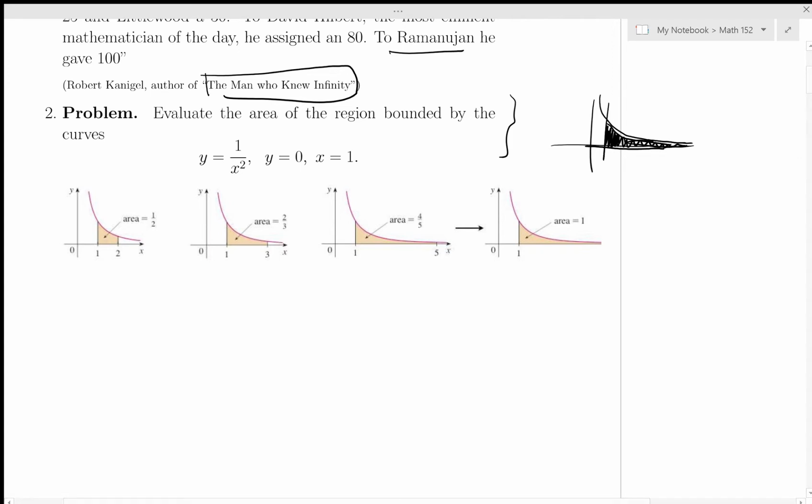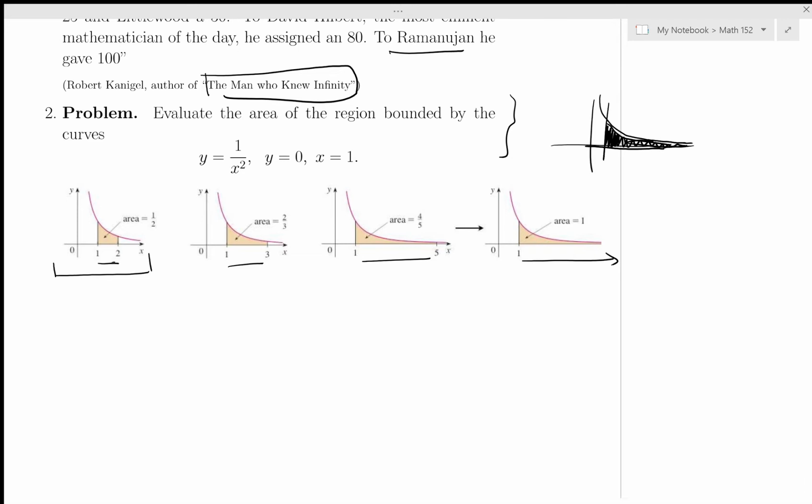So we're going to start by taking a look at increasing the distance over which we're integrating. First we're going to try to integrate from 1 to 2 and see what happens. Then we're going to go from 1 to 3, then from 1 to 5, and then, whoa, we're going to see if we can go from 1 all the way out to infinity.